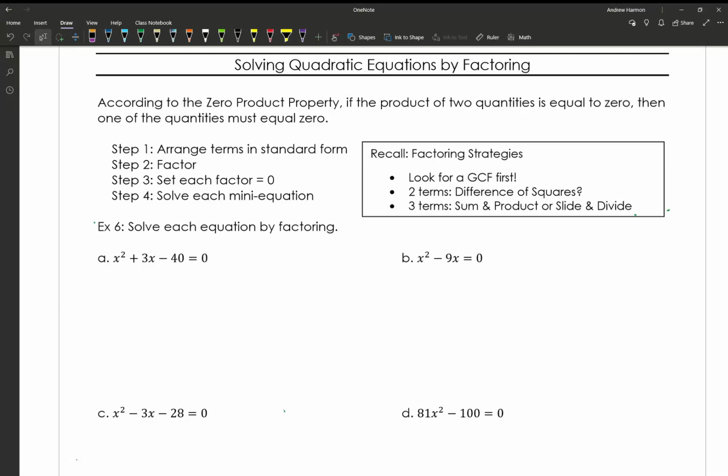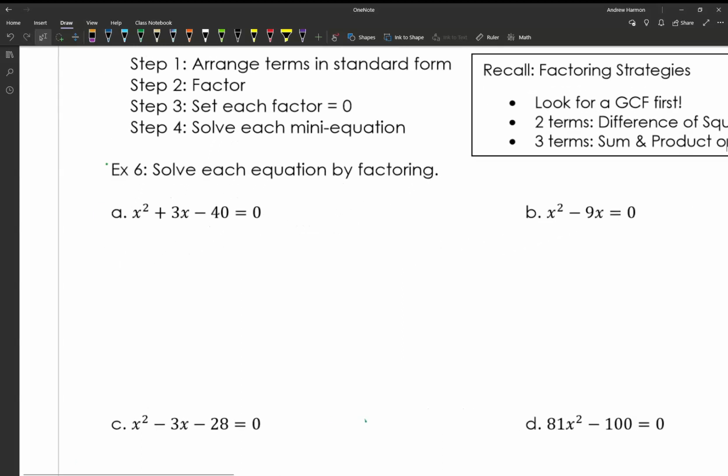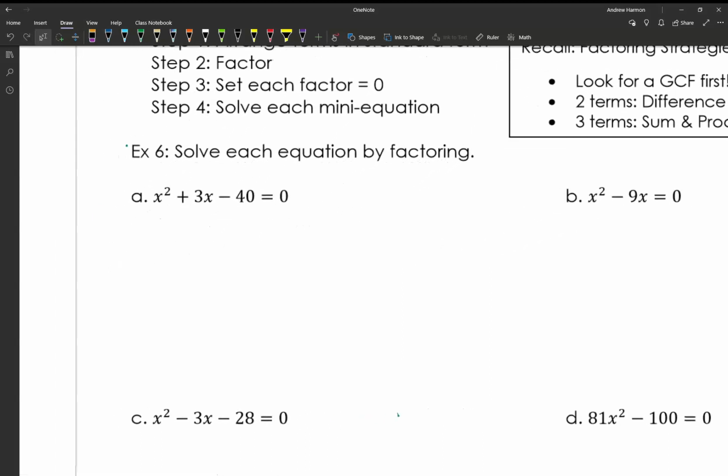In this video, we're going to look at how we can solve quadratic equations by factoring. So we're going to take that skill of factoring that we learned last week, and we're going to apply it to actually solving equations. In the first equation here, we have x squared plus 3x minus 40 equals 0.